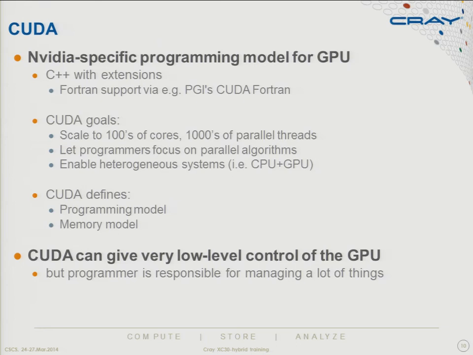So basically, this text is from an Nvidia slide. It's wonderful. It scales. It lets you focus on the parallel algorithms and these sorts of things. It can give you very low-level control of the GPU. So in CUDA, you can put in inline GPU assembly instructions. You can do all sorts of very low-level things. So you can get really good performance if you really understand the architecture. But the programmer has to do a lot of things because everything is relatively low-level. The compiler is not doing a great deal for you.